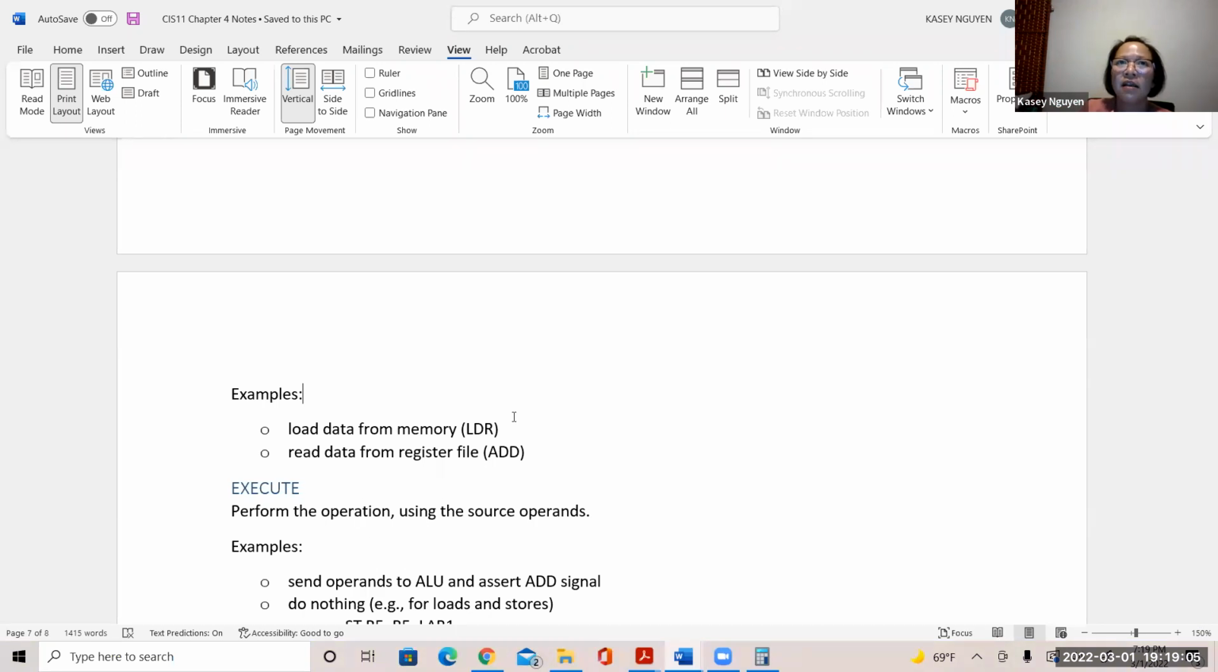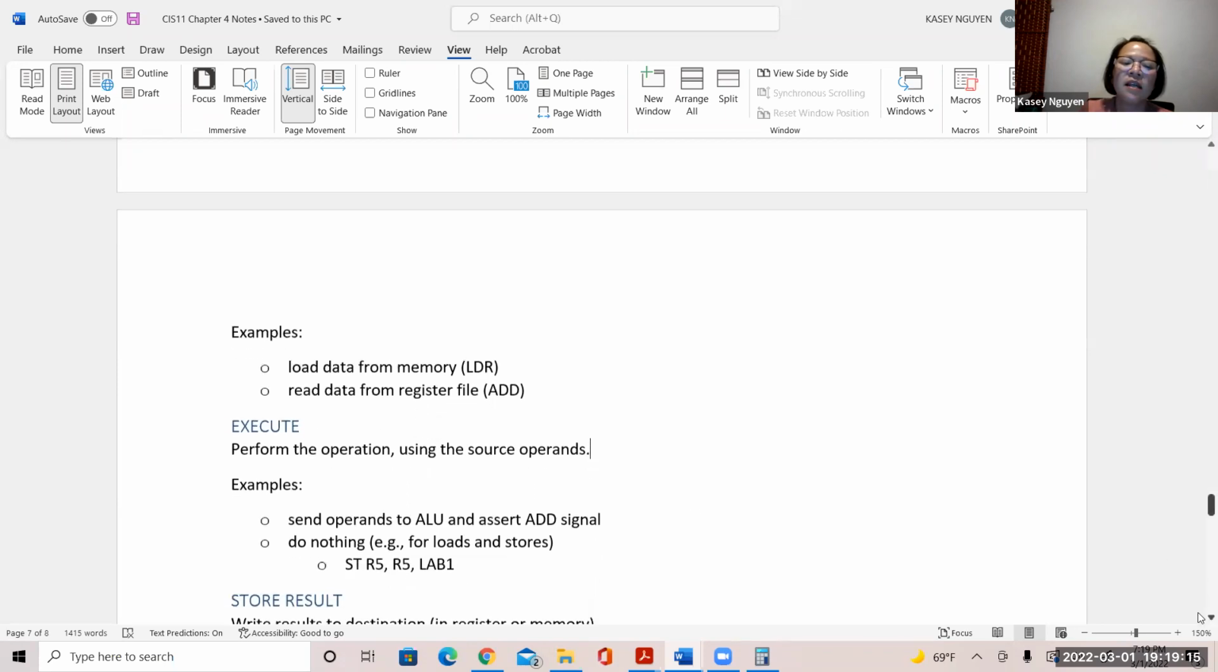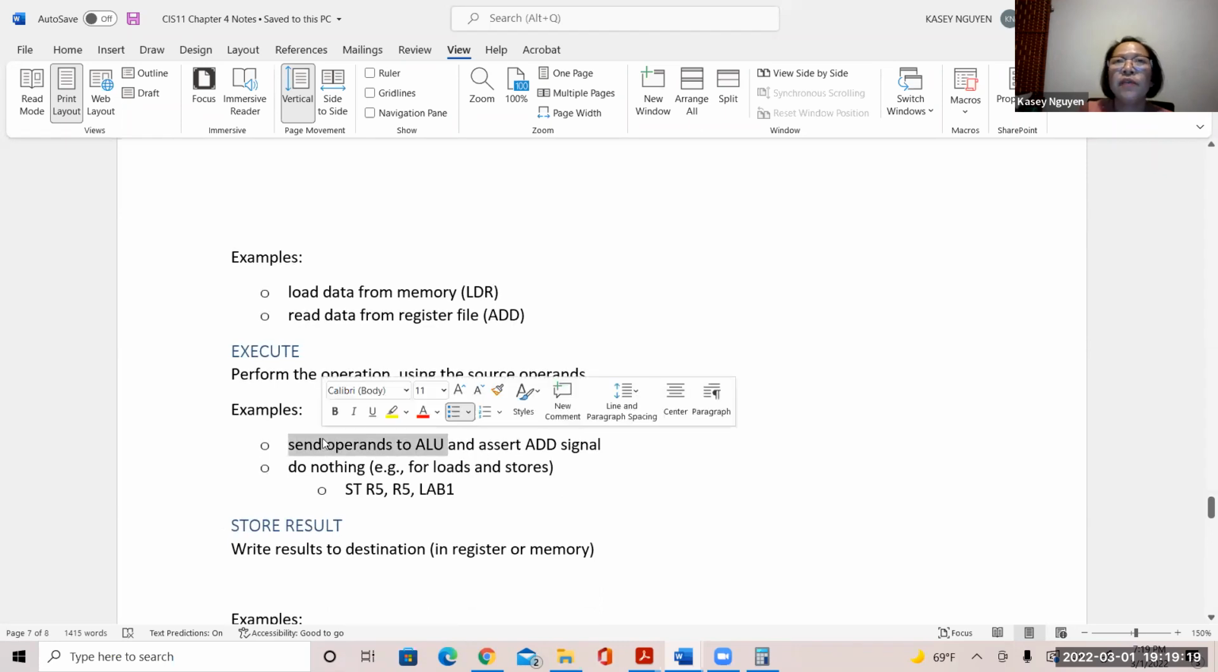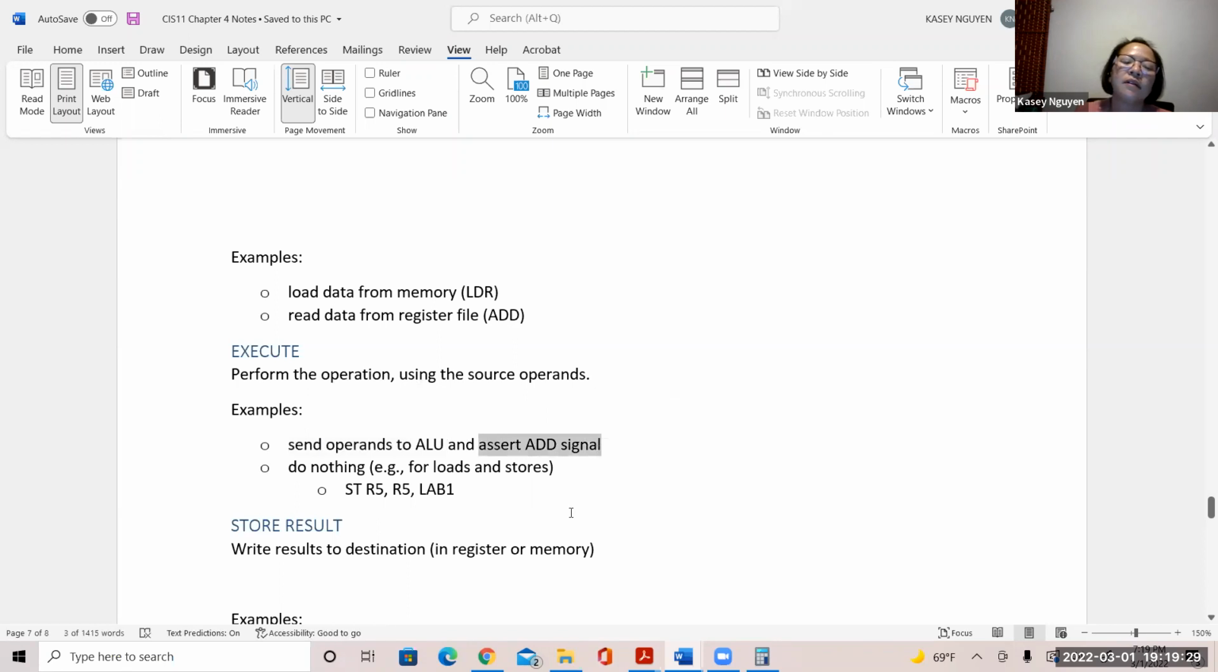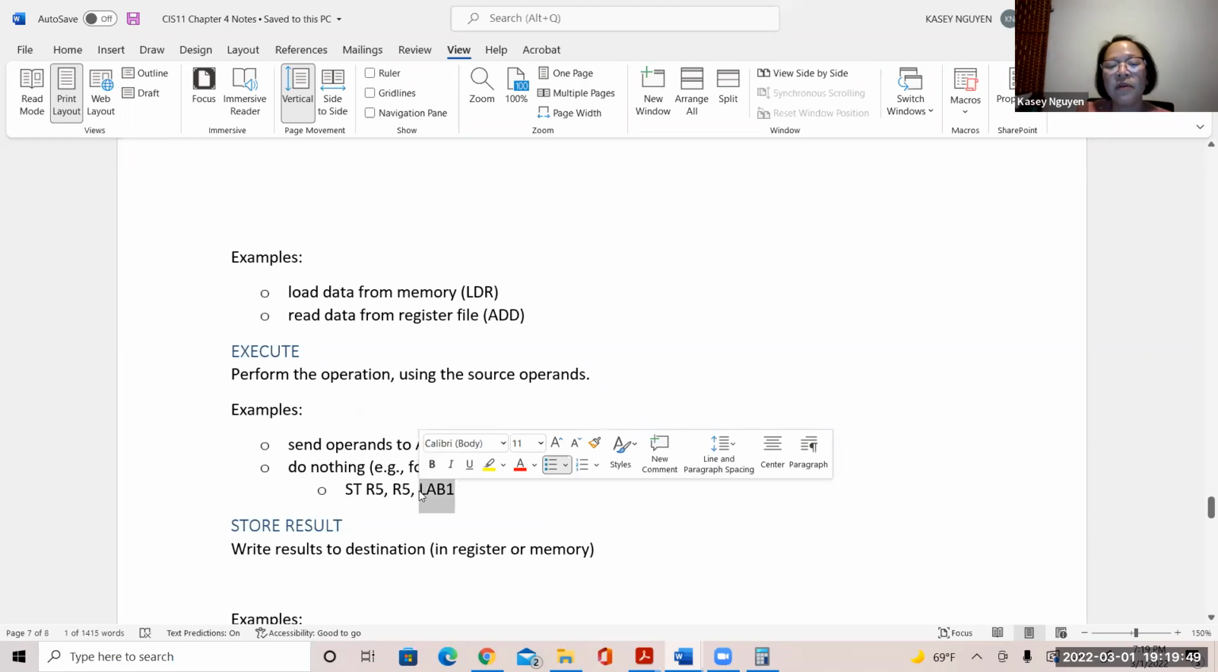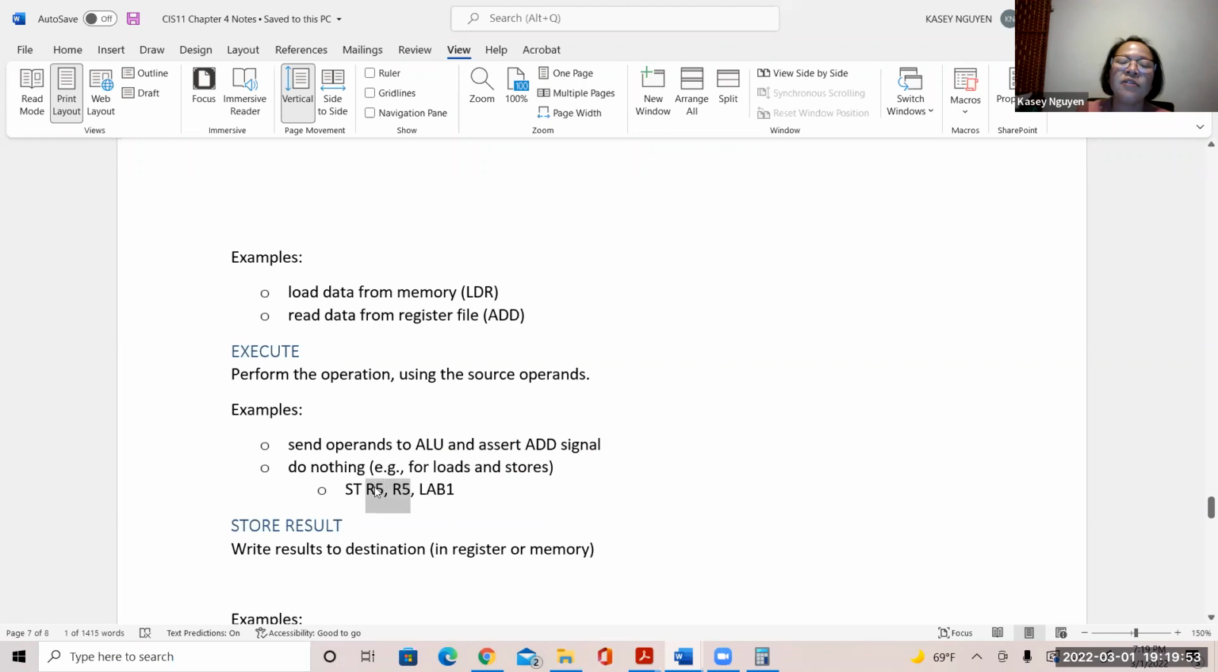And then after it has the opcode and the operands, it can execute. As it executes, it sends operands to the ALU because we have to handle the data, and usually that's just calculation. Then it asserts the add signal. The example that we use here is a store. ST stands for store, right? To really store the data, it takes the label, which is at a certain memory location, and puts it into register 5.